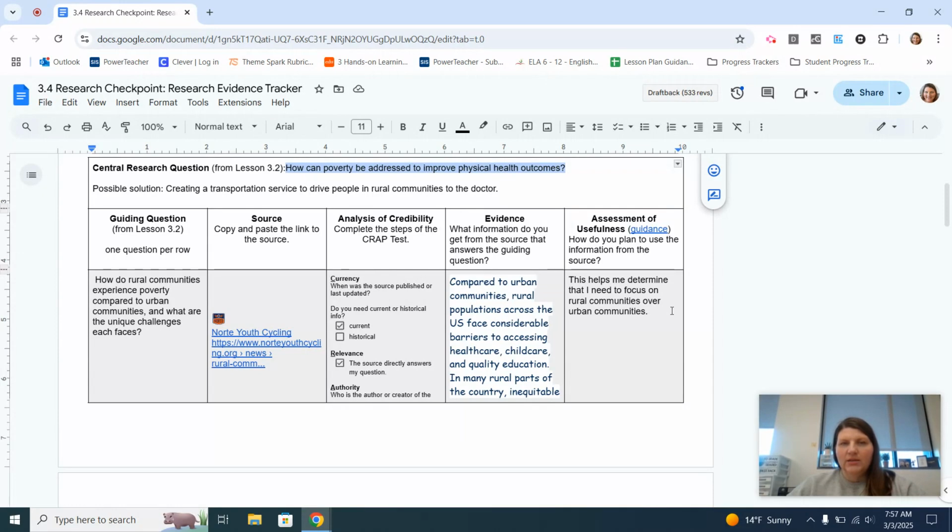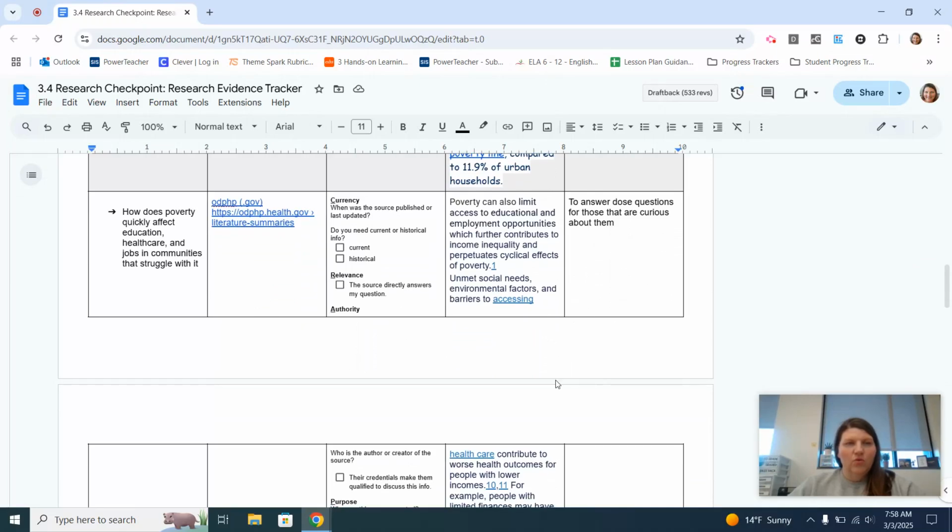So in my proposal, I need to focus on that population over a different population. That might be something that one of your guiding questions answers as well to help you narrow the focus of who it is that you are attempting to help.